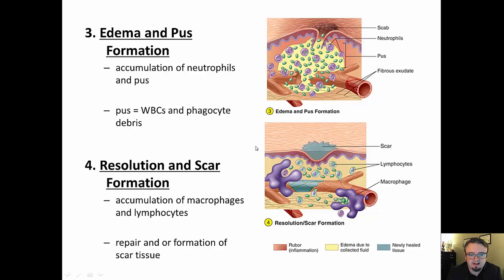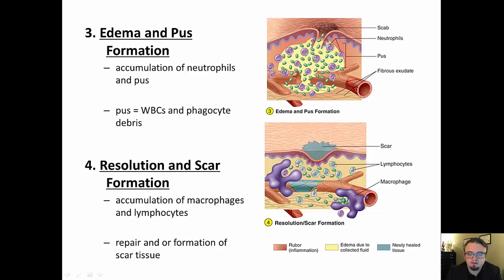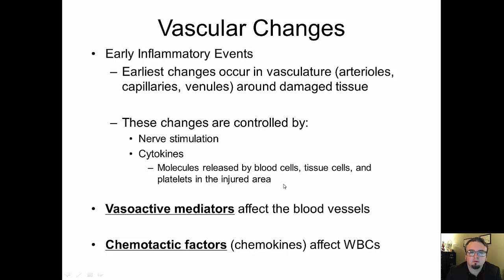But in a kind of an average scenario, you would have clotting followed by fluid accumulation, which leads to pus, and then ultimately a resolution. And that's kind of a general sense of what acute inflammation would look like, acute local inflammation. So again, ultimately, set in motion repair, bring white blood cells, destroy the microbes, and set in motion repair mechanisms.